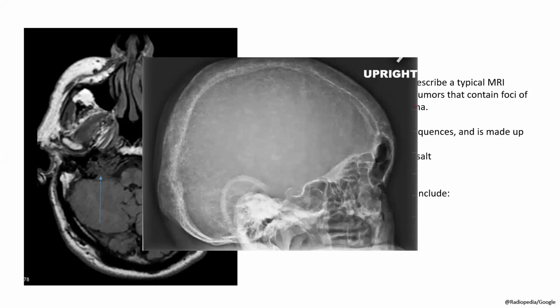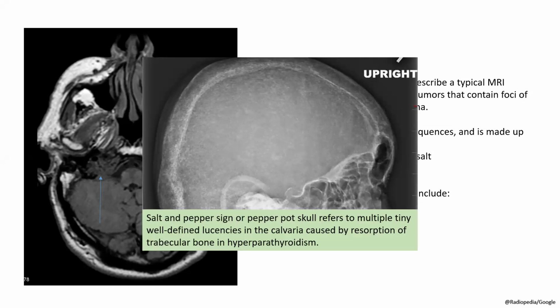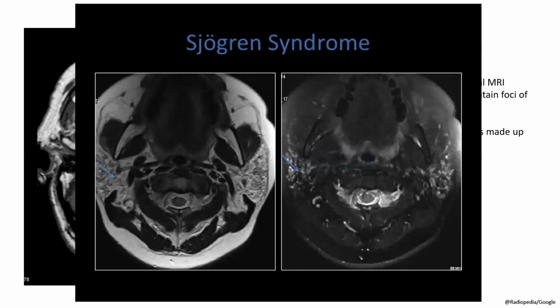Salt and pepper appearance has also been described in skull radiograph in hyperparathyroidism. So it is because of multiple tiny lucencies in the calvaria. And so this is salt and pepper sign of skull or pepper pot skull. It has also been described in salivary glands in Sjogren syndrome.